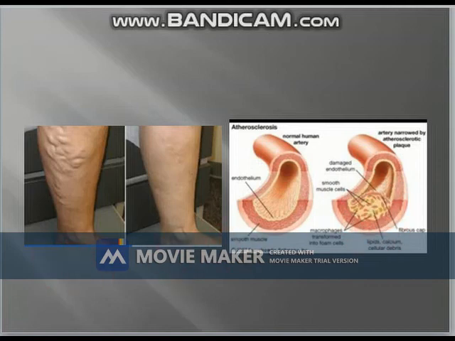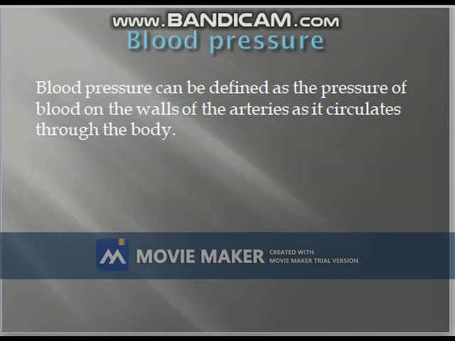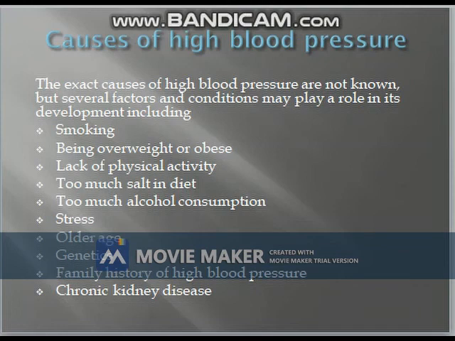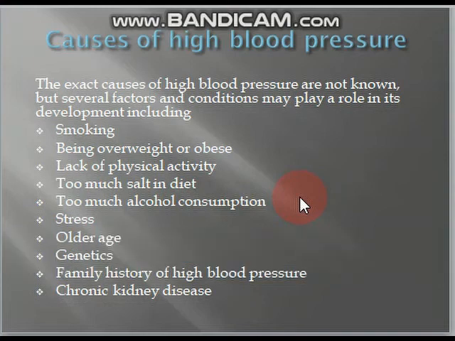Now we proceed to look at what blood pressure is. So blood pressure can be defined as the pressure of blood on the walls of the arteries as it circulates through the body. Causes of high blood pressure specifically. The exact causes of high blood pressure are not known, but several factors and conditions may play a role in its development, including smoking, being overweight or obese, lack of physical activity, too much salt in the diet, too much alcohol consumption, stress, older age, genetics, family history of high blood pressure, and then chronic kidney disease.